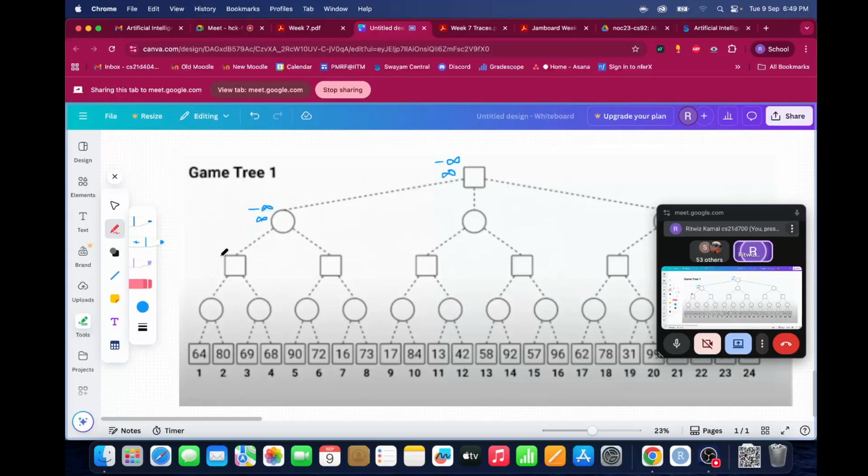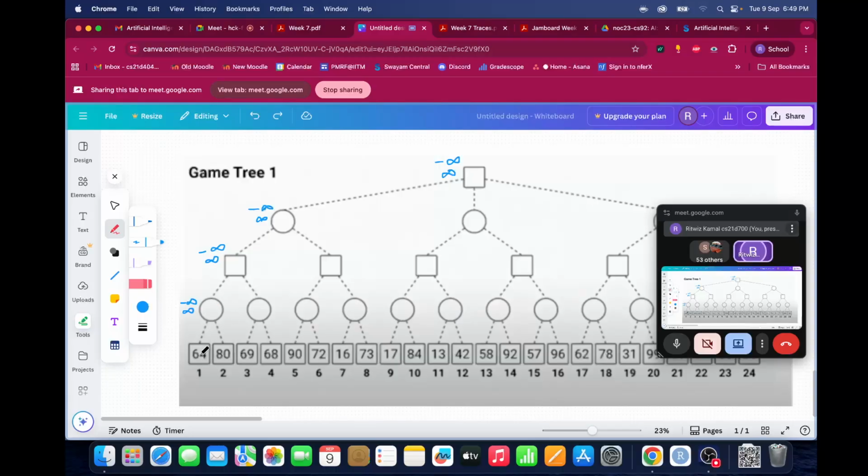So this will also have the same thing, minus infinity, plus infinity. This will also have minus infinity, plus infinity. Now this node already has evaluation done, right? So it will return a value of 64. Now we have to see whether this will update the alpha and beta value of its parent min node, which is this node.